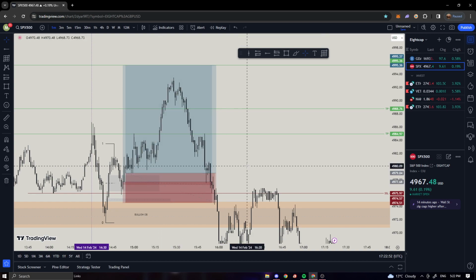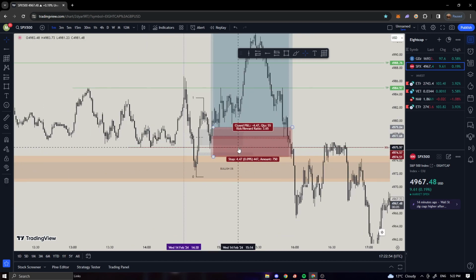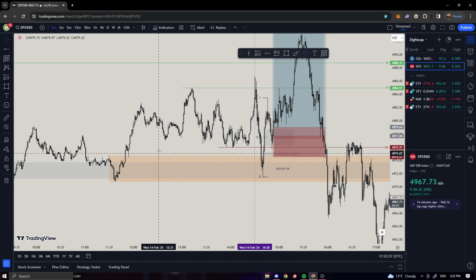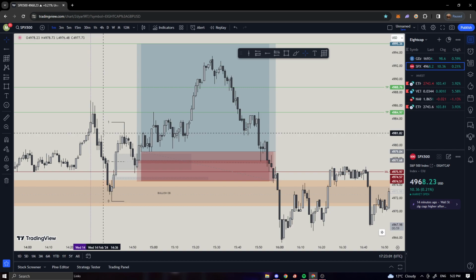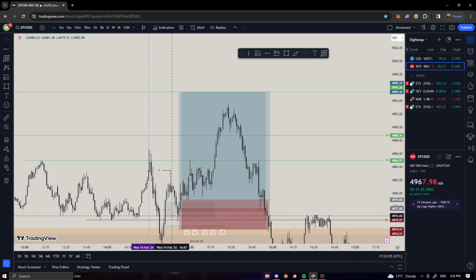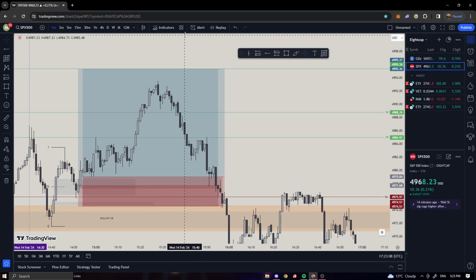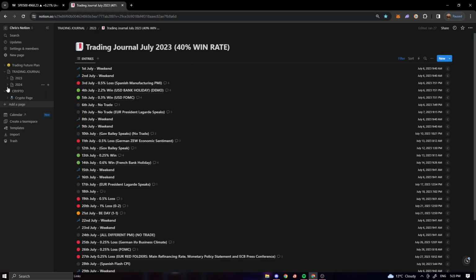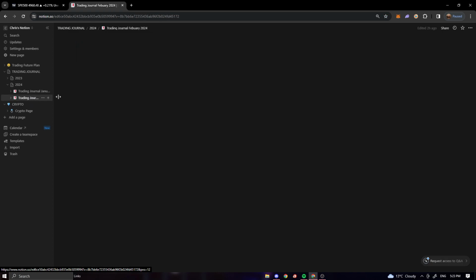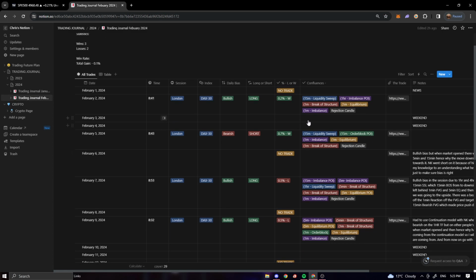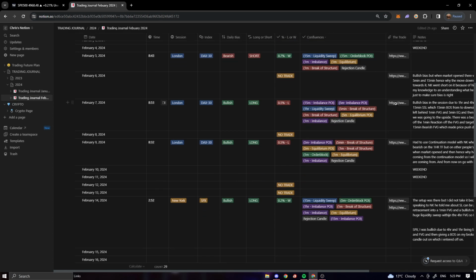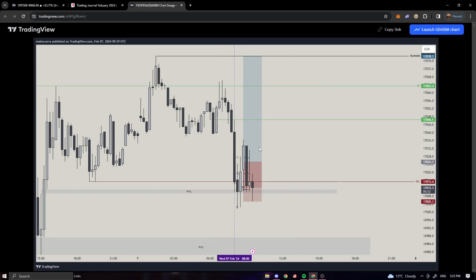So the confluences were a 50-minute liquidity sweep, 50-minute fair value gap, a 1 hour fair value gap, 5-minute bullish order block, 1 minute break of structure, 1 minute equilibrium, and 1 minute fair value gap, and rejection candle. So that's my confluences. Now going back to the other two trades that I took, it was actually the two losses. If I go back, so it was this one. Let me just show you the chart.